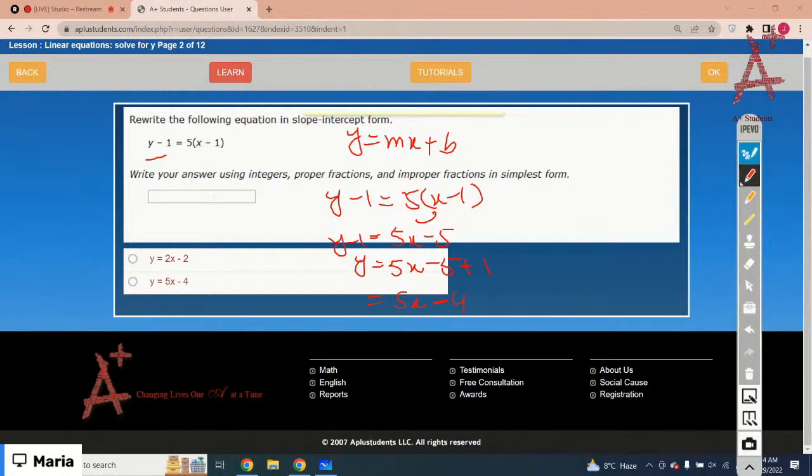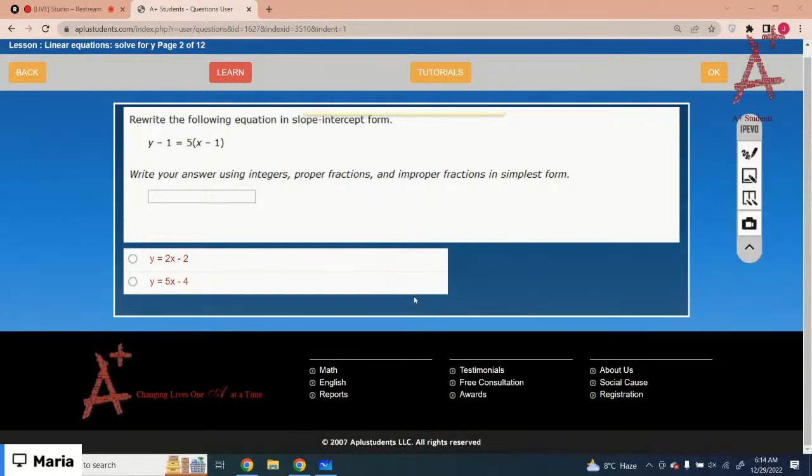So just select the correct option and click on it. The second option is the correct one. Just select the correct option then click on the OK button.